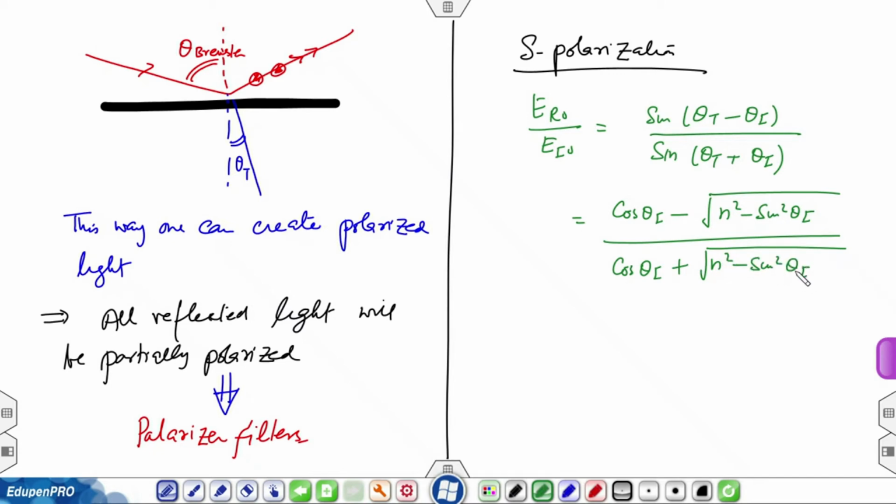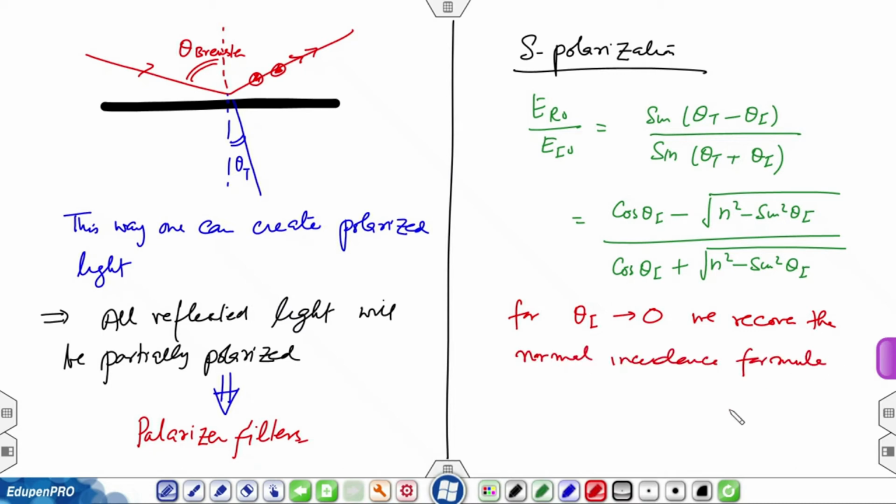That is the answer. Now, in both cases you see for theta I going to 0, we recover the normal incidence result, as it should be.